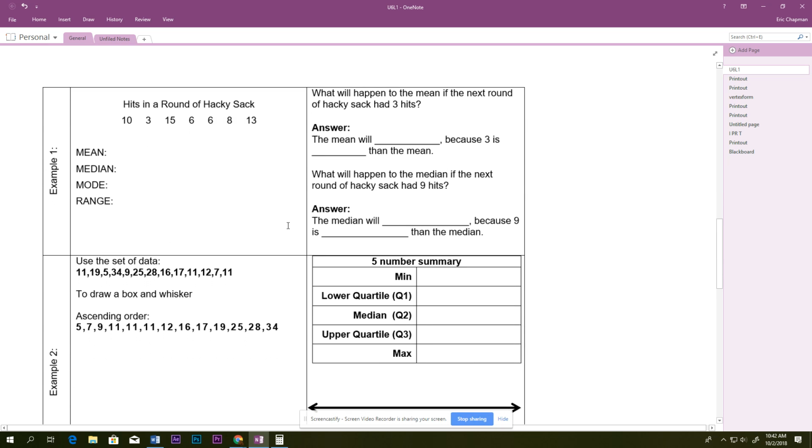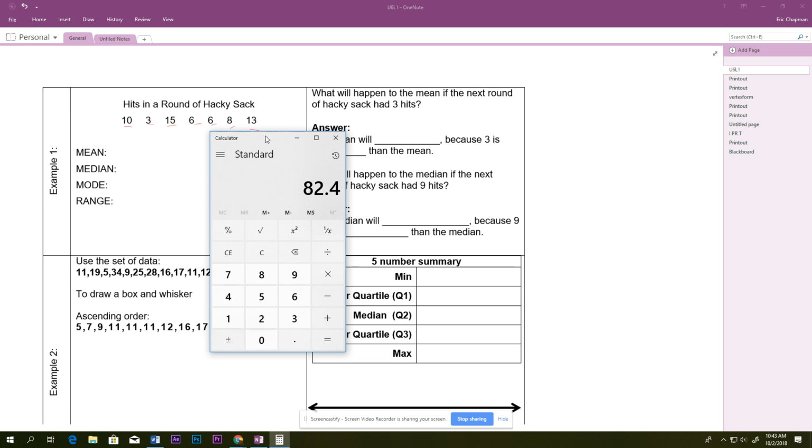So let's move on to our next section, in which we are going to put all of these to work. We're just going to practice finding them, even though in practice we don't really do all of them. Our first example is the hits in the round of hacky sack. Okay, so then we're going to answer these questions over here. So our mean. We're going to add all of these numbers up and divide by 1, 2, 3, 4, 5, 6, 7. So we're going to add them up and divide by 7.